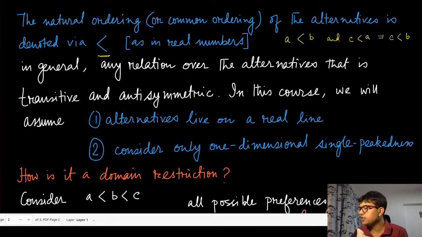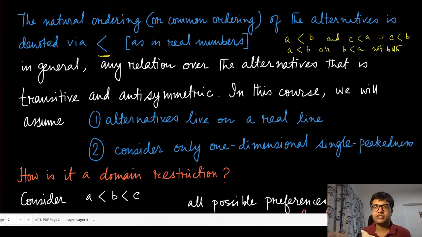This is due to transitivity. And antisymmetric says that if you have A less than B, you can have either A less than B or B less than A, but not both. This means that this common ordering has a strictness. You cannot have both together, and that is quite natural. We just want to distinguish different points on this real line, and therefore they should maintain a complete ordering.